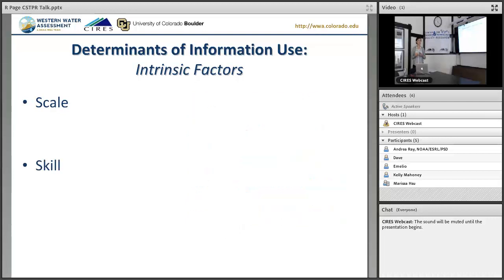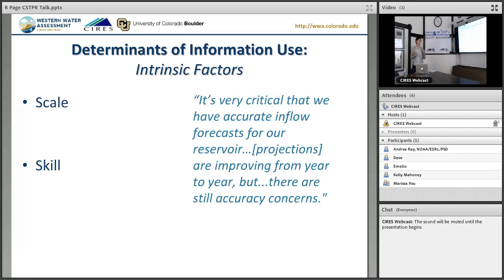Another theme that came up was the importance of skill. This was more specific to managers who are in charge of managing reservoirs because they're really dependent on forecast products to understand how much water they can expect to be coming into their reservoirs. One example was a manager who said it's very critical that we have accurate inflow forecasts for our reservoir. Projections are improving from year to year, but there are still accuracy concerns.